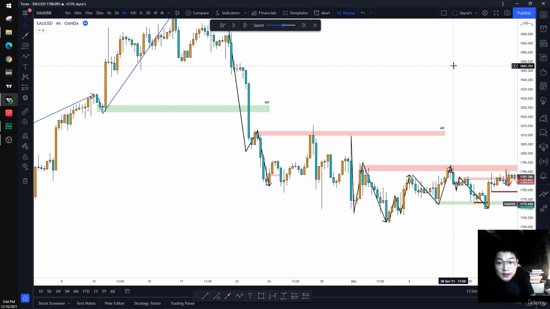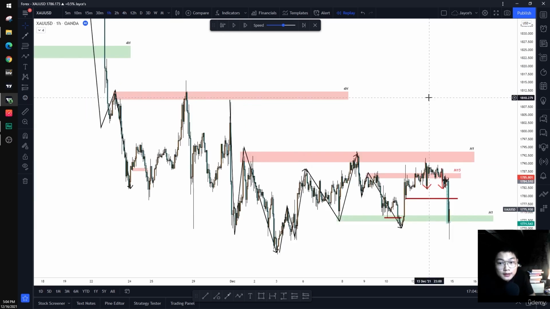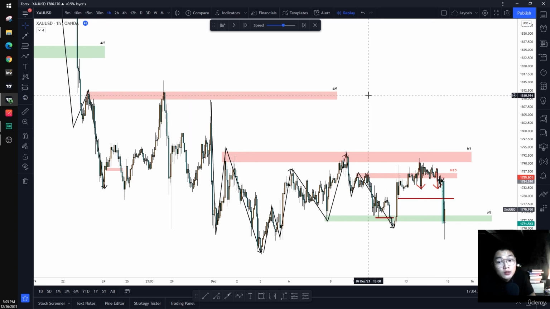When you have defined this in the 4 hours, you need to jump to the 1 hour to define structures and supply and demand zones. On the 1-hour chart, the first thing you need to define is the structure of the down movement, because the big picture now is the down movement. The way you need to define is the latest wave, and here is the latest wave from the 4-hour supply zone, and here is the lowest low of the market.